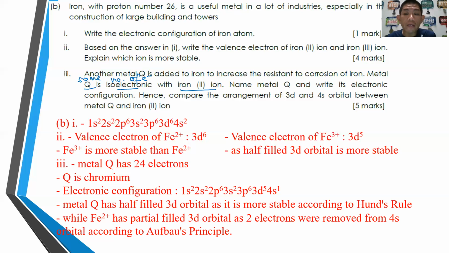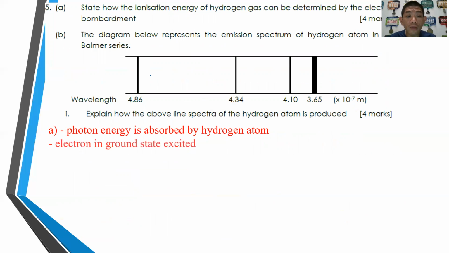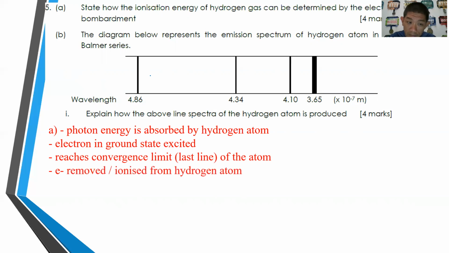Then we go to the final essay question, question number 5. State how the ionization energy of hydrogen can be determined by electron bombardment. First of all, you have to explain photon energy is absorbed by the hydrogen atom. Therefore, electrons in the ground state are excited. Then you also have to explain when it reaches the convergence limit, the lines converge. Hence, the electron is removed or ionized from the hydrogen atom.